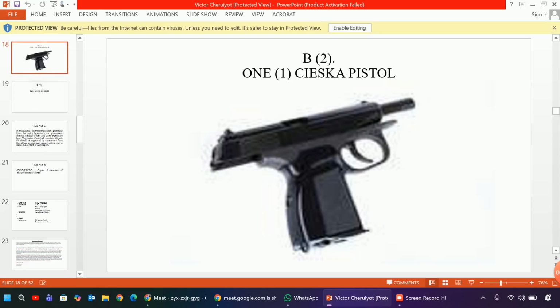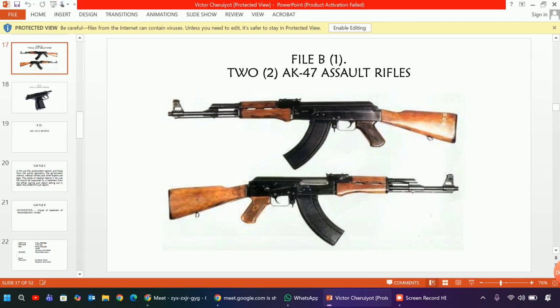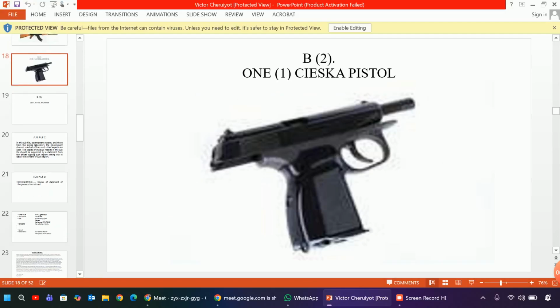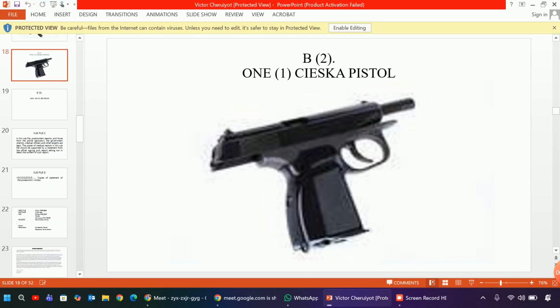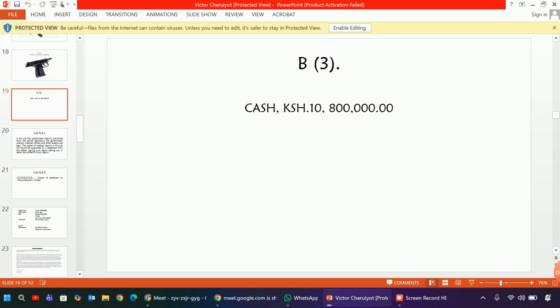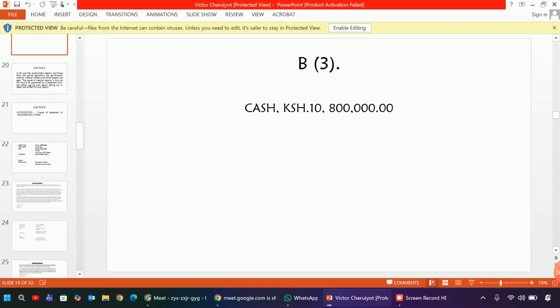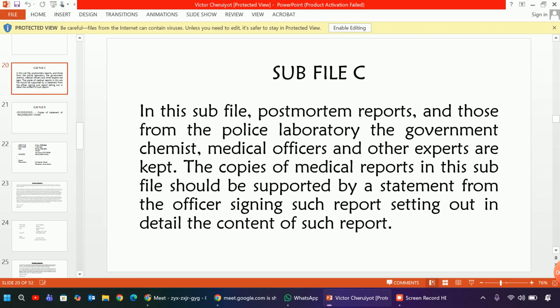So this is the B2. Remember the first one, the first photo. These were the AK-47 assault rifles. Then remember that the first one was labeled as B1. Then the second one is B2. Then we move to the next. The recovered cash, 10,800,000. You have them there. Then you can take the photograph of that cash.